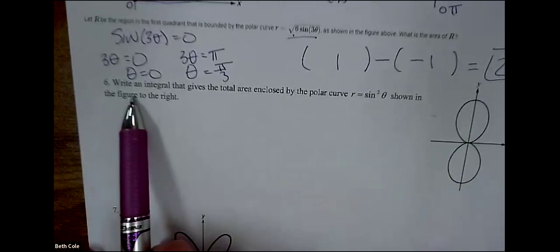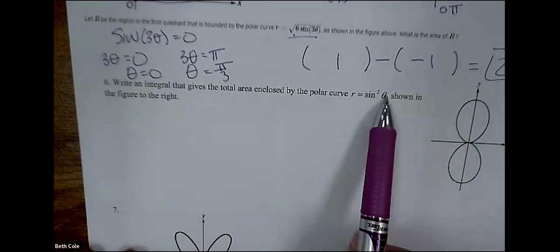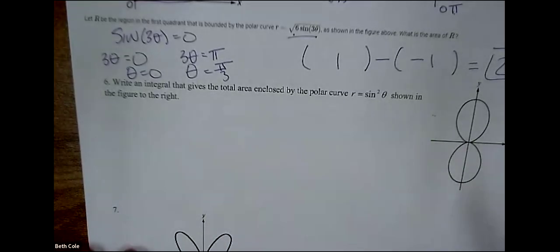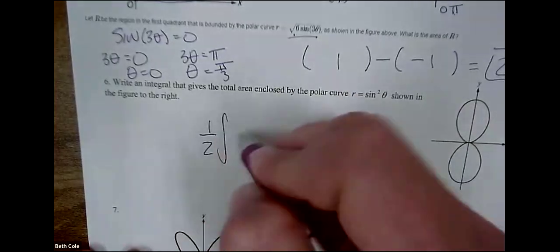Write an integral. So we don't have to actually work it out. We're just going to write an integral that gives the total area enclosed by r. And this is sine squared, so just heads up. As shown in the figure to the right. So 1/2 integral.